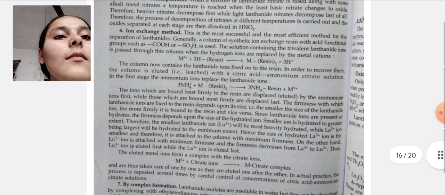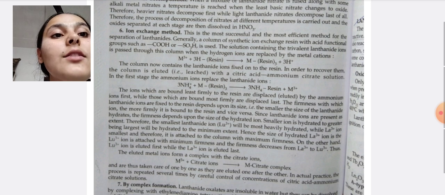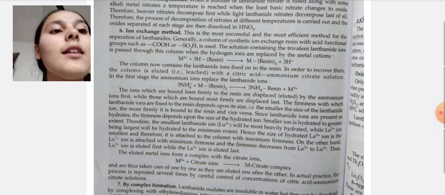Ion exchange method. This is the most useful and most efficient method for the separation of lanthanides. Generally, a column of synthetic ion exchange resin with an acid functional group such as COOH, SO3H is used. The solution containing the trivalent lanthanide ions is passed through the column, when the hydrogen ions are replaced by the metal cations.